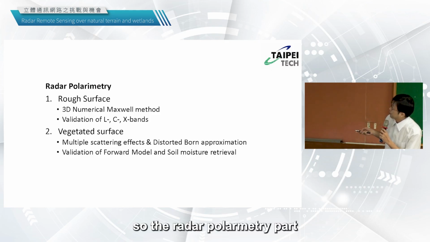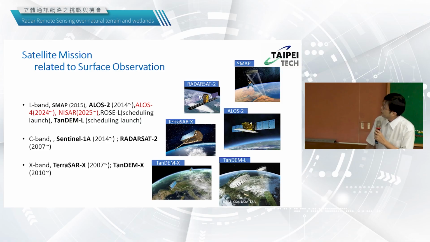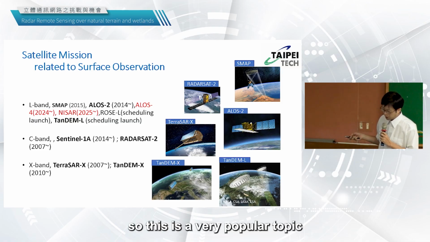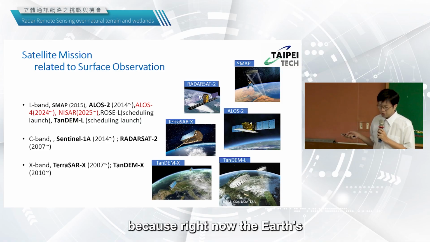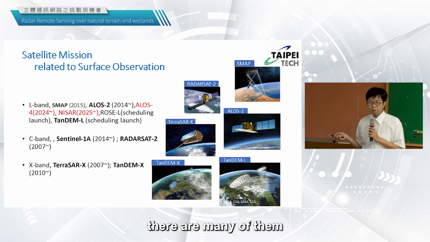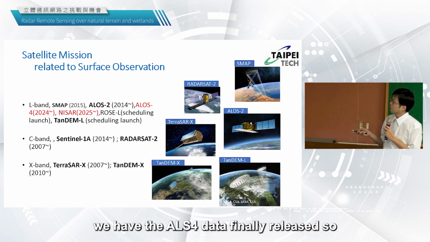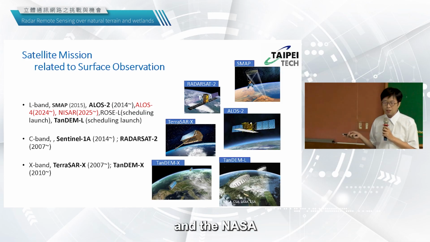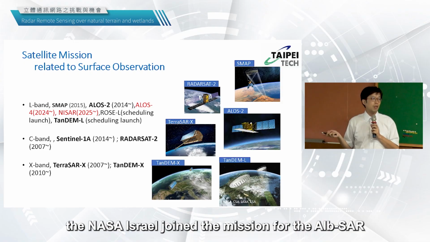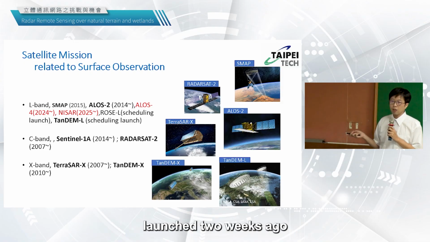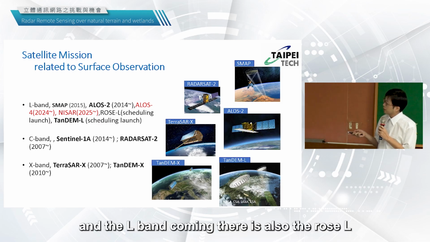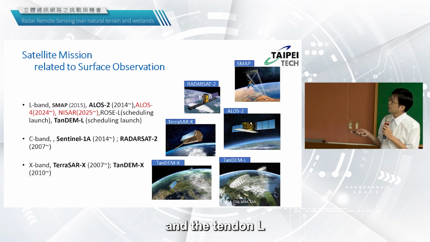So, the radar polarimetry part. This is a very popular topic because right now there are many Earth observation satellites, and actually this year is a very good year. We have the ALOS-4 data finally released, and NISAR, the NASA-ISRO joint mission for L-band SAR, launched two weeks ago. And with L-band coming, there are also ROSE-L and Tandem-L.